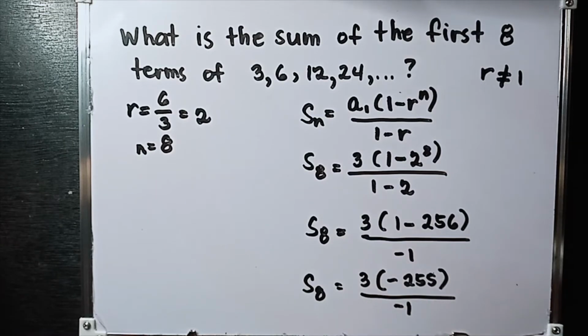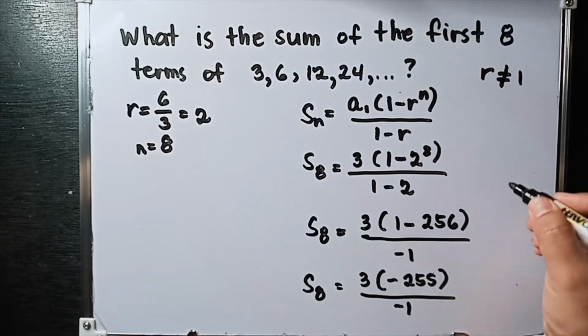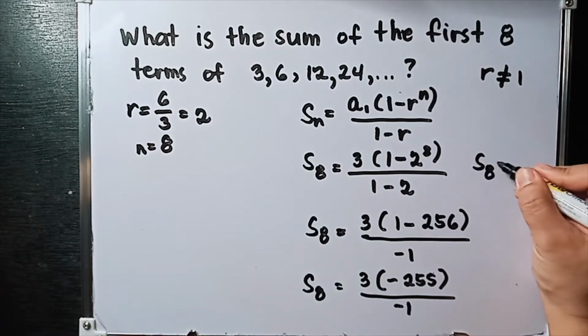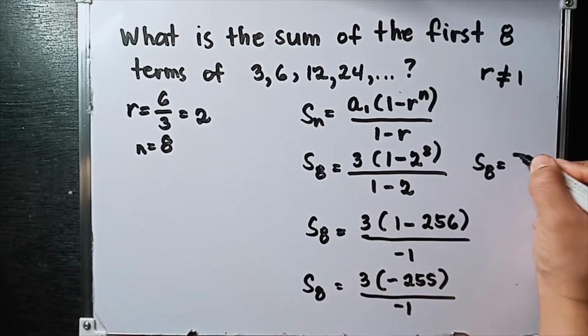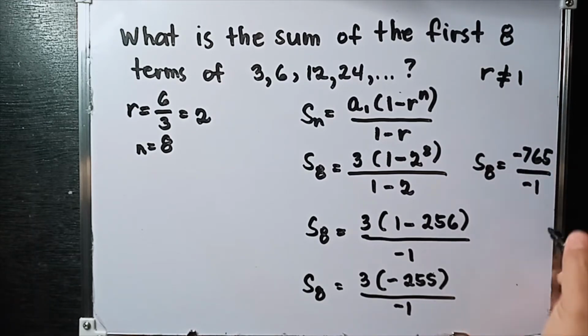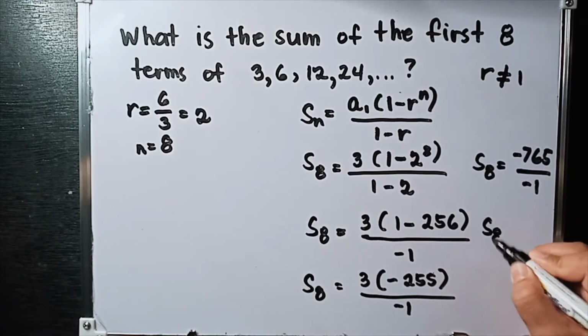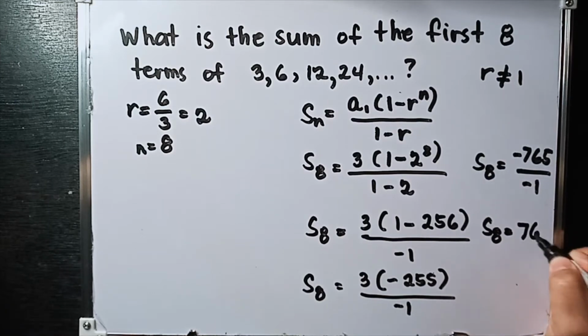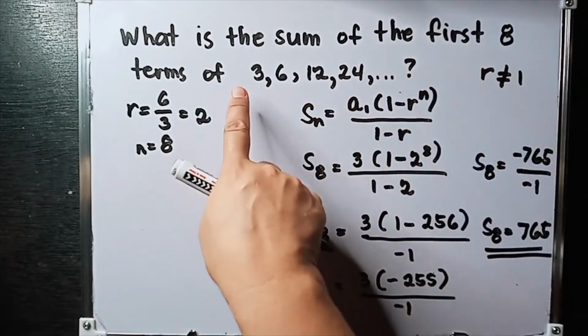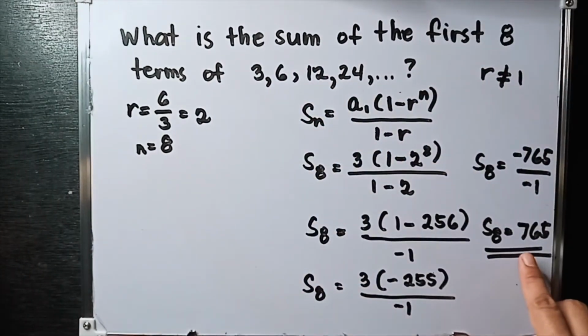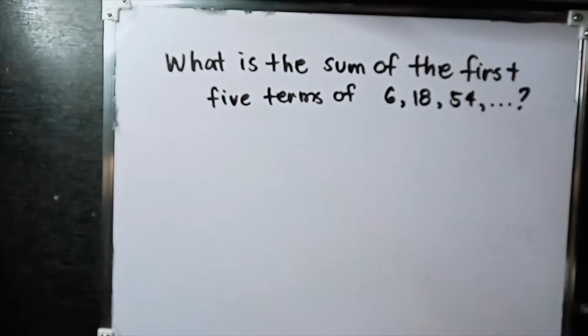What is 3 times 255? Multiplying this, we have negative 765 divided by negative 1. The negatives cancel, so S sub 8 is 765. It means that the sum of the first 8 terms of this geometric sequence is 765. Let us have another example.